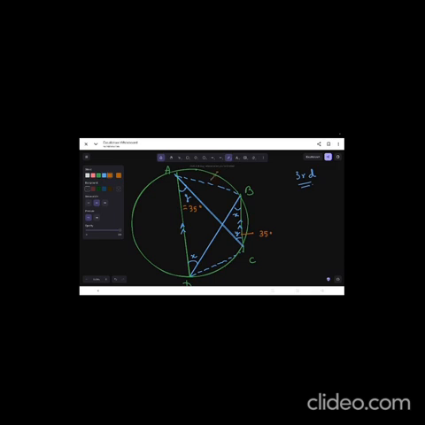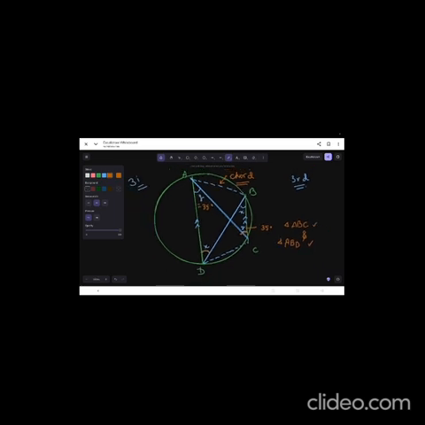Now consider this chord. If you consider this chord, this angle will be equal to this angle. Yes or no? Consider this triangle ABC and triangle ABD. Consider these two triangles. If you consider these two triangles, this angle will be equal to this angle. So this will also be 35 degrees. Yes or no? Yes. Understood?